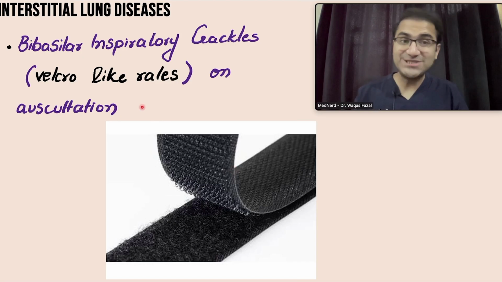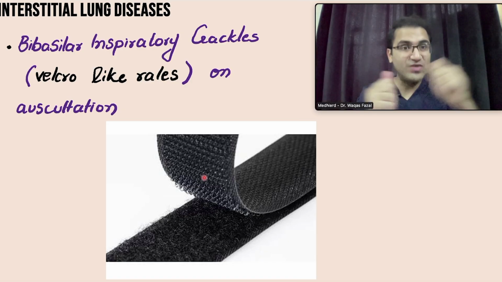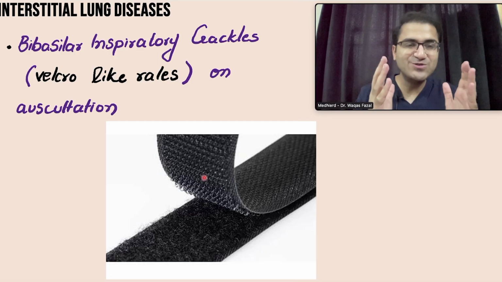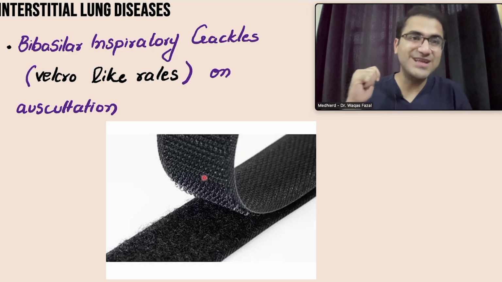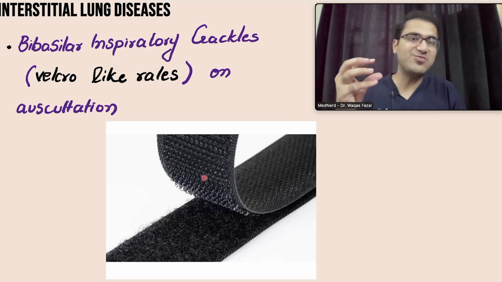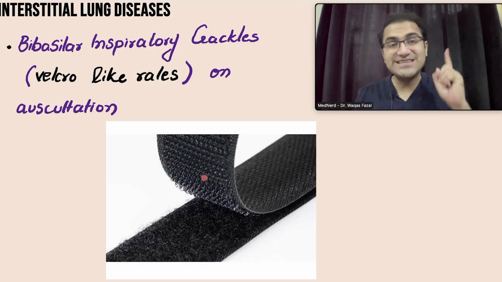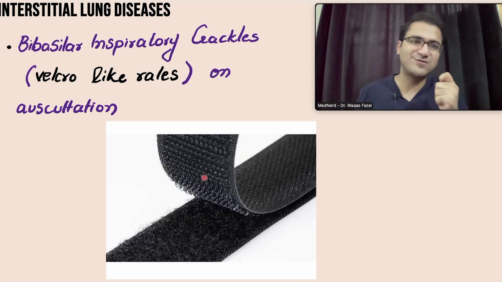When you auscultate the chest of these patients, what you will hear is that on the bases of the lungs, you will find inspiratory crackles. Fine crackles will be there, dry crackles will be there, and they will be just like Velcro rales. When you open up a Velcro, this material, the sound that it produces, the exact same sound is found in the lungs. This is a dry sound. There is no wet crackle present in these lungs because there is no pulmonary edema. There are dry crackles, and these dry crackles are due to fibrosis of the lungs.